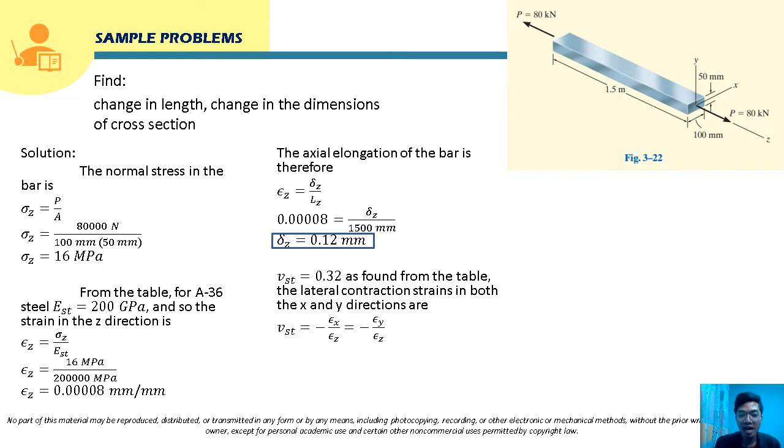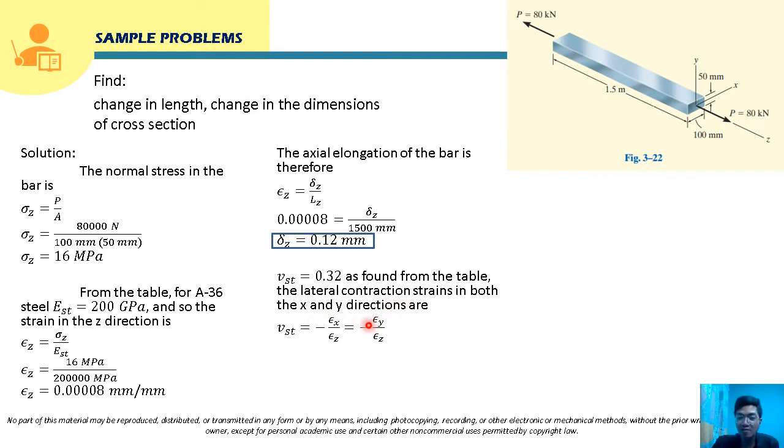So here, this epsilon x and epsilon y are the strains in the lateral directions. From the formula in our discussion, Poisson's ratio is the strain in the lateral direction over the strain in the longitudinal direction. The longitudinal direction here is the z direction, and the lateral directions are epsilon x and epsilon y, or the strain in x direction and strain in y direction.